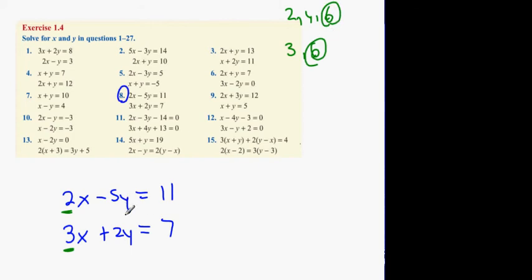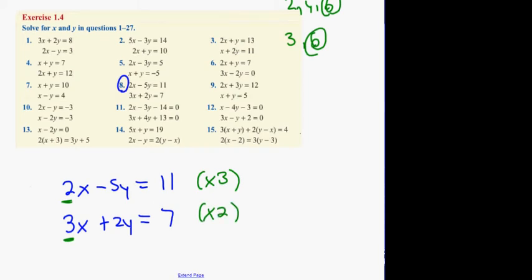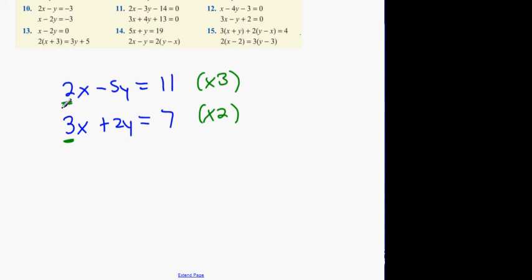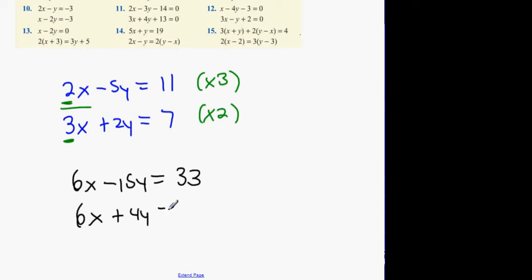If you change these to 6's, you're going to do well. How do you change them into 6's? Multiply the top one by 3 and the bottom one by 2. You just do the mirror and multiply them by each other. Same thing. That will always work as well. So then what we're going to get is 6x minus 15y equals 33. And then we're going to get 6x plus 4y equals 14.